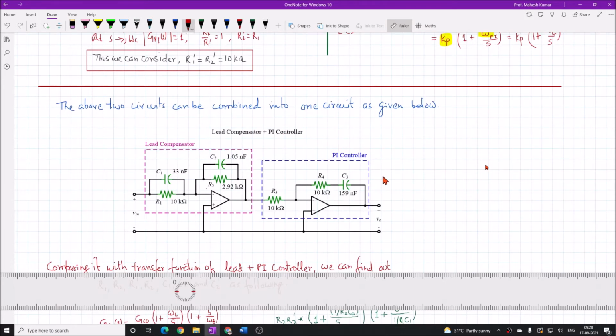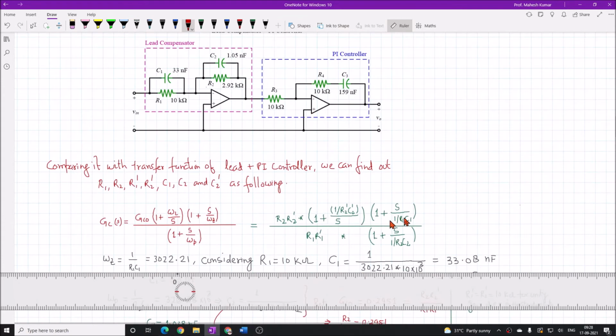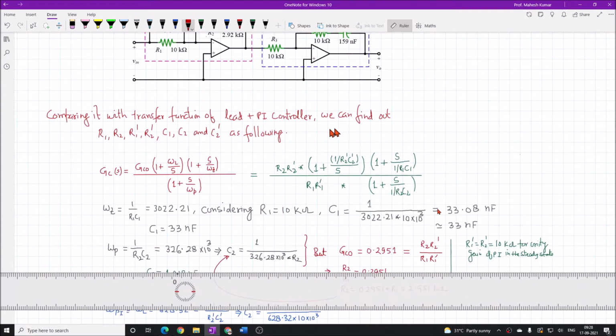The voltage follower stages are gone because each block has a negative output or negative gain. So negative into negative become positive. So this is the combined block for the lead compensator and the PI controller. And the overall gain will be therefore of this type. This you already have studied earlier. So this is the transfer function for the combined lead compensator and the PI controller.